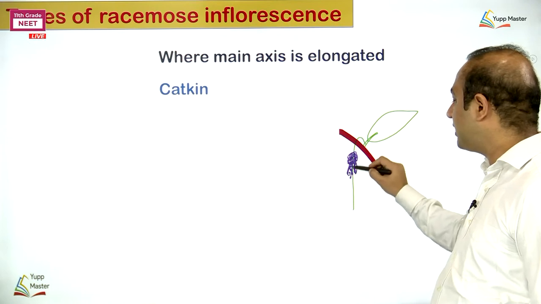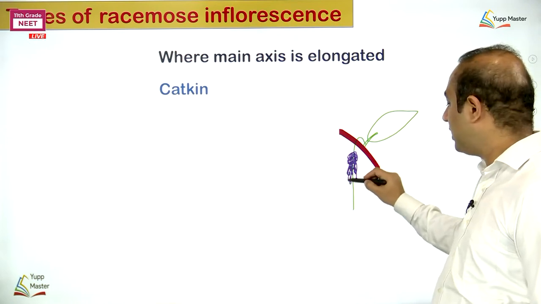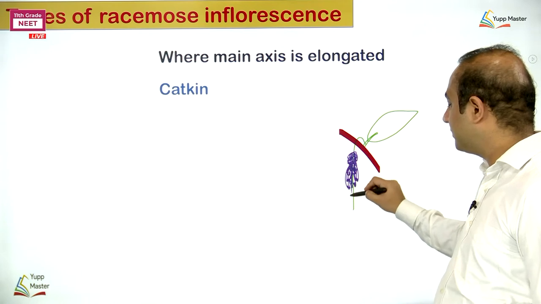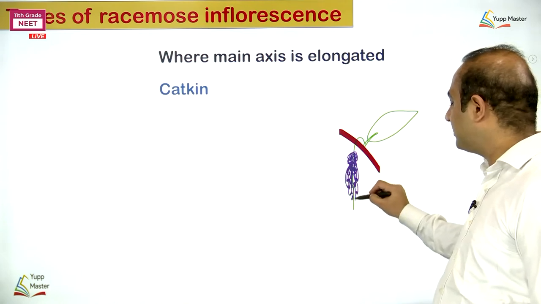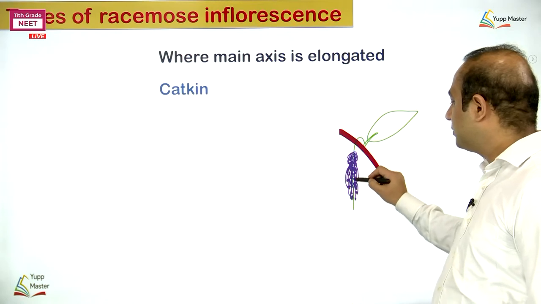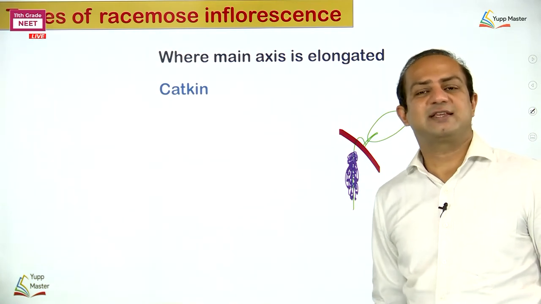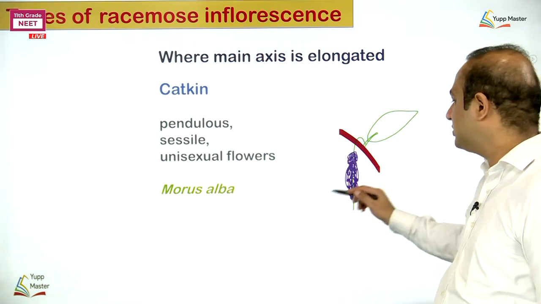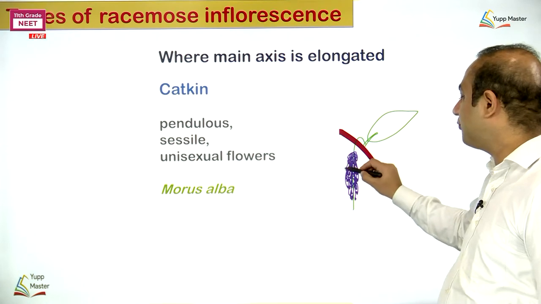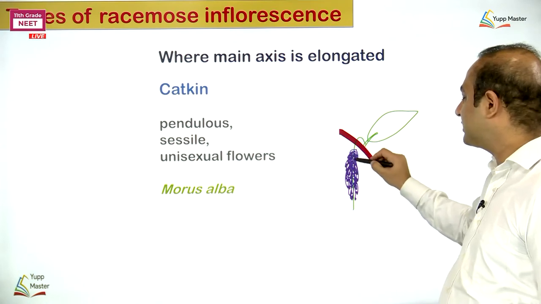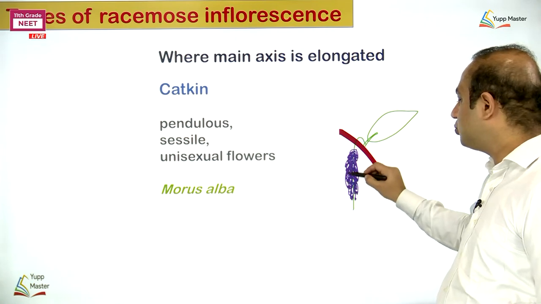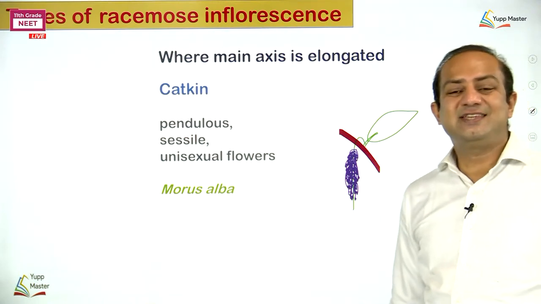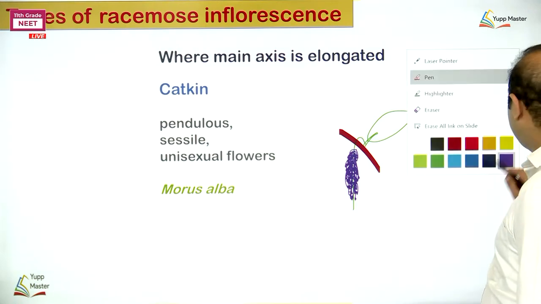Previously we studied those with bisexual flowers. Now we are talking about a structure of unisexual flowers. So many flowers I am making. It seems that they all come from the same place, but it's not necessary. So it's something like unisexual flowers in a raceme, where the floral axis becomes pendulous. The pendulous sessile unisexual flowers, or you can say a spike of unisexual flowers, where the floral axis is pendulous. There are so many that are not distinct. This structure is seen in Morus alba.